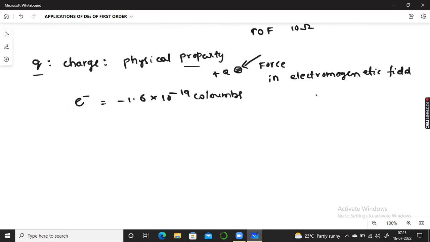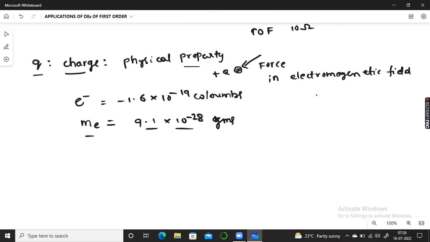So definitely the electron will have some mass, otherwise it will not be influenced by any force. You know that it is 9.1 into 10 to the power of minus 28 grams. See, this very, very small mass is influenced by some force. In that case, our physical bodies, what we see in the universe, will definitely be influenced by some forces. So this is the mass of the electron, and this is what we have about charge.